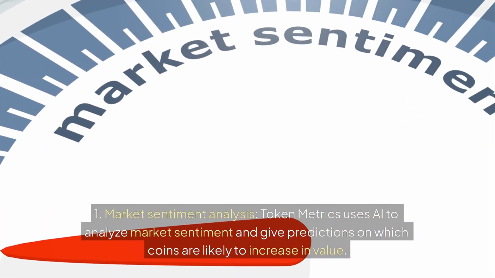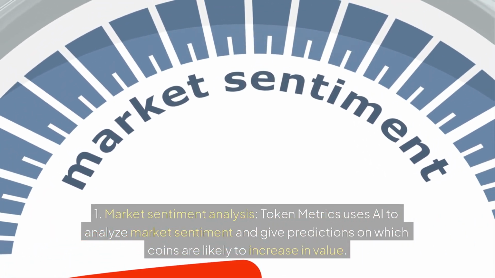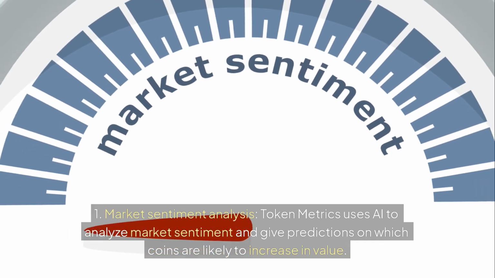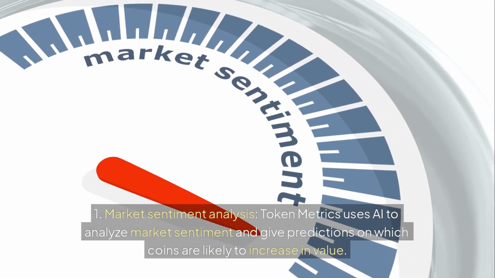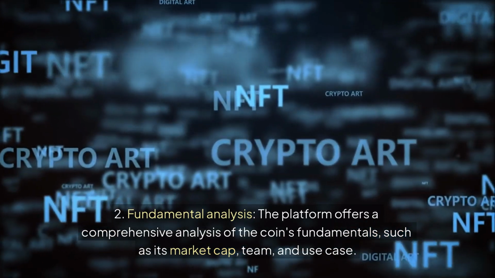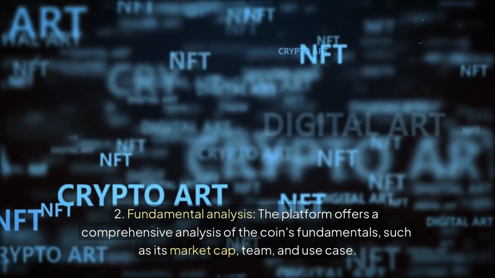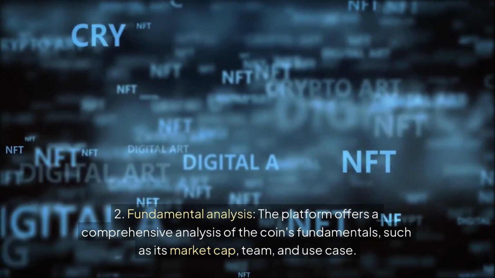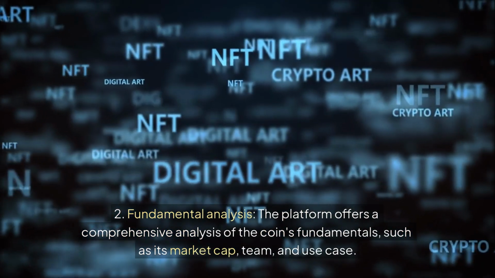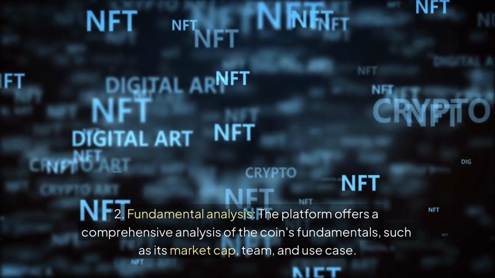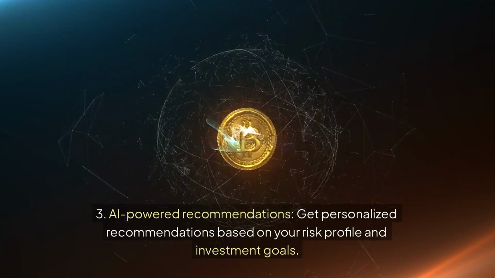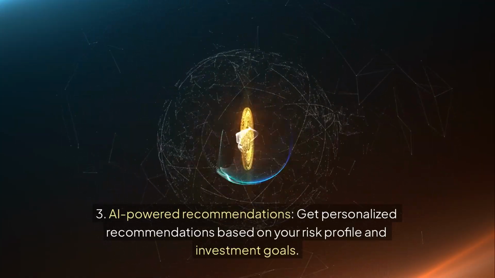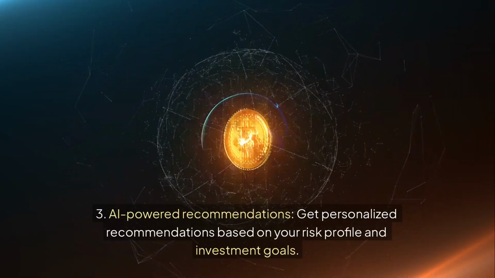1. Market Sentiment Analysis. Token Metrics uses AI to analyze market sentiment and give predictions on which coins are likely to increase in value. 2. Fundamental Analysis. The platform offers a comprehensive analysis of the coin's fundamentals, such as its market cap, team, and use case. 3. AI-powered recommendations. Get personalized recommendations based on your risk profile and investment goals.